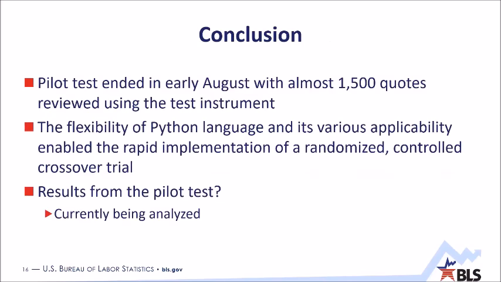So in conclusion, our pilot test successfully ended in early August with almost 1,500 data items reviewed using the test instrument. Despite the challenges and constraints we faced initially, the flexibility of the Python language and its various applicability enabled the randomized controlled crossover trial to be rapidly implemented. Now you might be wondering, what are the results from this test? It is currently being analyzed, and we hope to share the findings with you sometime in the future. So, thank you.